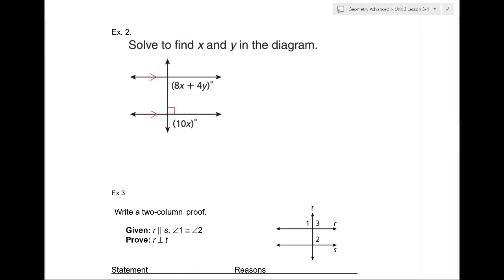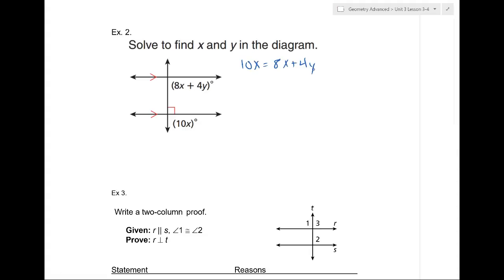All right, first things first. I think even if we didn't have today's notes, I have a feeling you'd be fine on this first problem. It says solve to find x and y in the diagram. What would you guys do? You said set them equal to each other. Do I want to set them equal to each other right away? Because they are. But do I want to set them equal right away? Does anyone see a problem with doing that first?